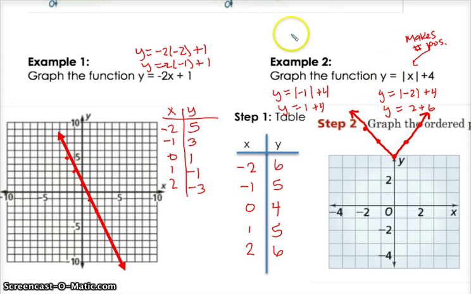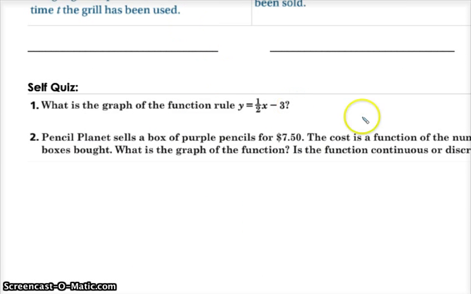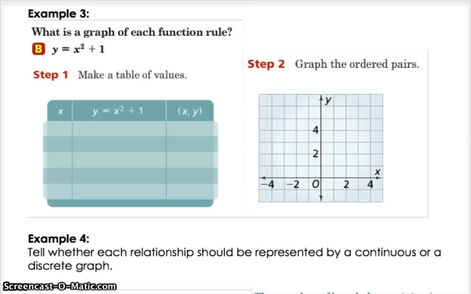All right, let's turn the page. We'll look at one more example, or a couple more examples before you get to try. We are going to graph y equals x squared plus 1. First I'm going to fill in my table, then I'll plot the points to make the graph. So I'm going to use those 5 magical points: -2, -1, 0, 1, and 2.